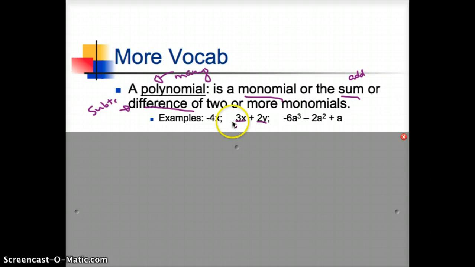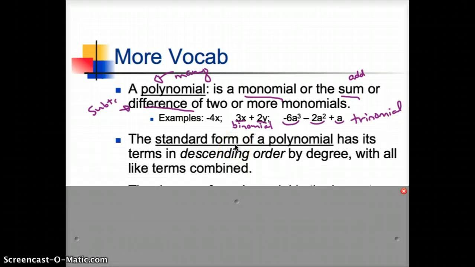Okay, the third one, negative 6a cubed, see, monomial, minus 2a squared, monomial again, plus a, another monomial. But all together, we add or subtract all those terms. There are three monomials all together. It's a polynomial. And most of the time, since there are three, we would call that a trinomial. Okay, so when we write standard form for a polynomial, it has its terms in descending order by degree. So the monomial with the highest degree, like x to the third, would be written before an x squared. And all its like terms have to be combined.